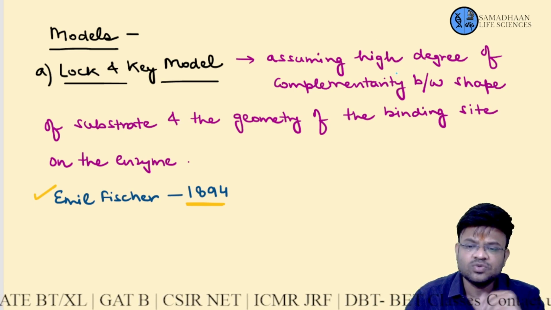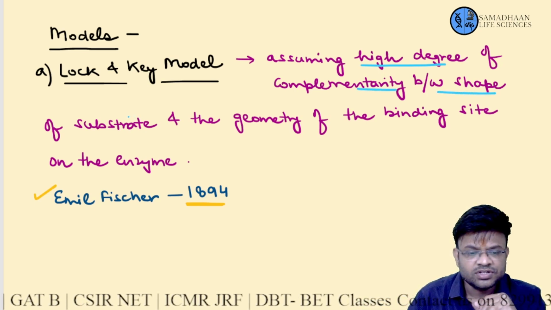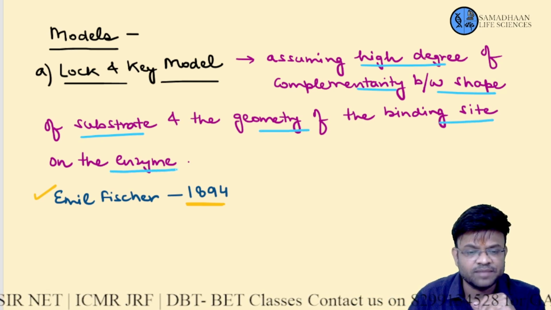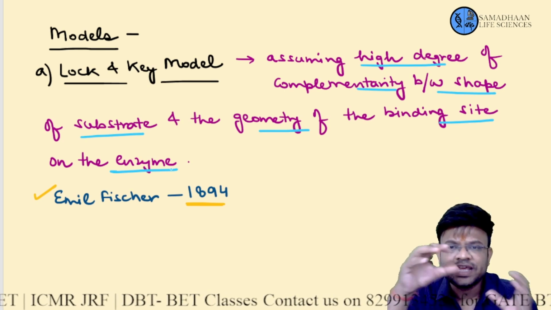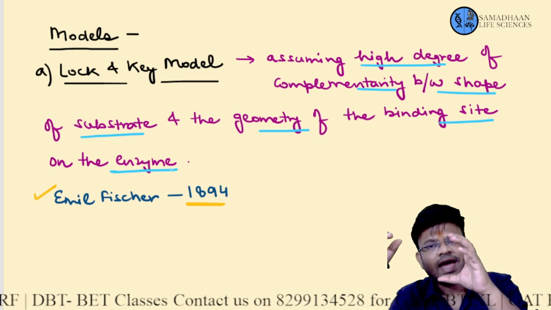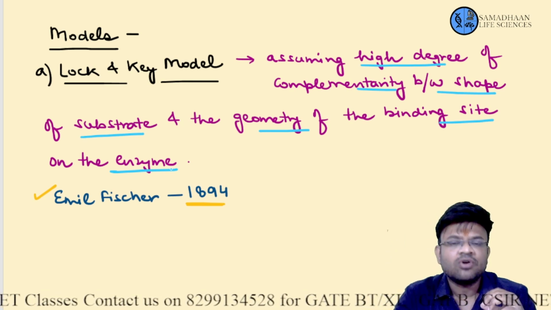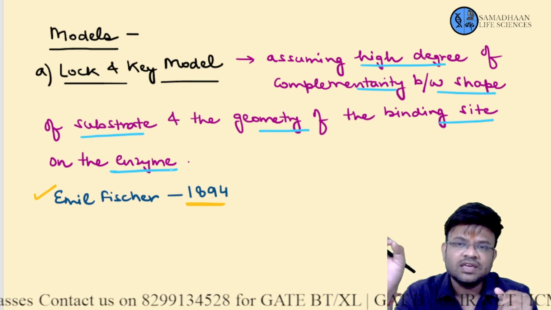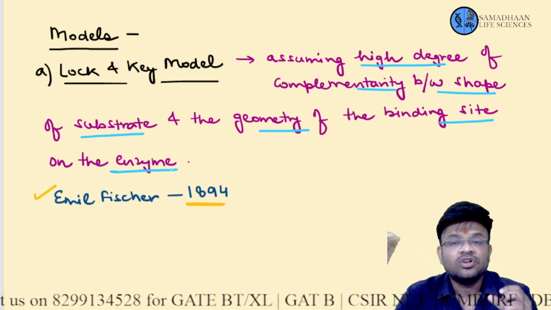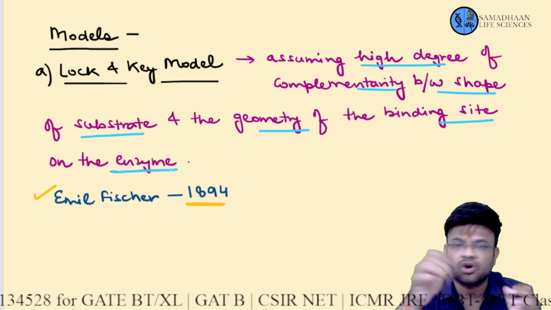It assumes that there is a high degree of complementarity between the shape of the substrate and the geometry of the binding site of the enzyme. As the name suggests, the enzyme functions as a lock and the substrate molecule functions as a key. Now, as you would know, there is a fixed key for every lock. No other keys fit inside a particular lock.